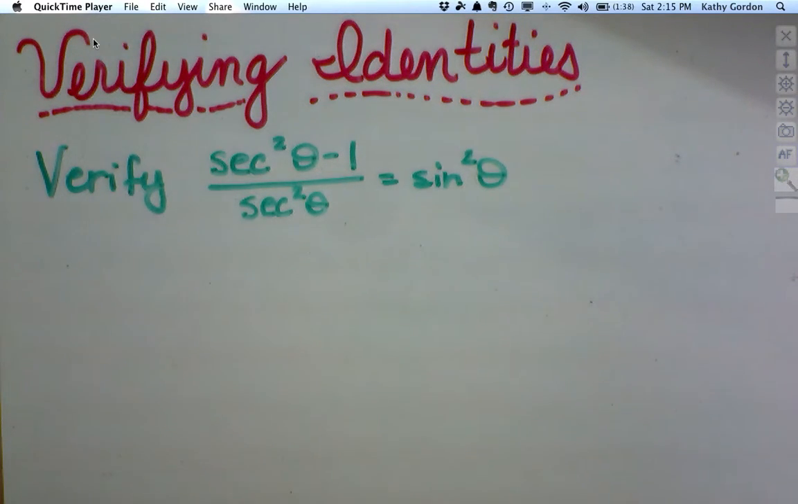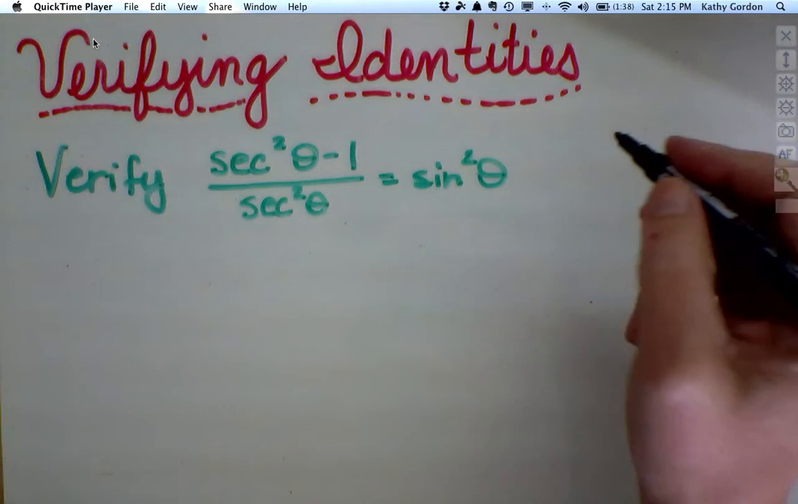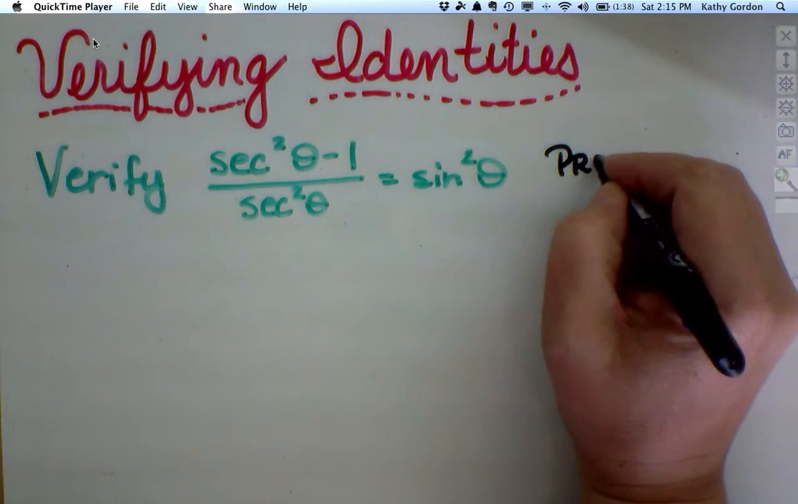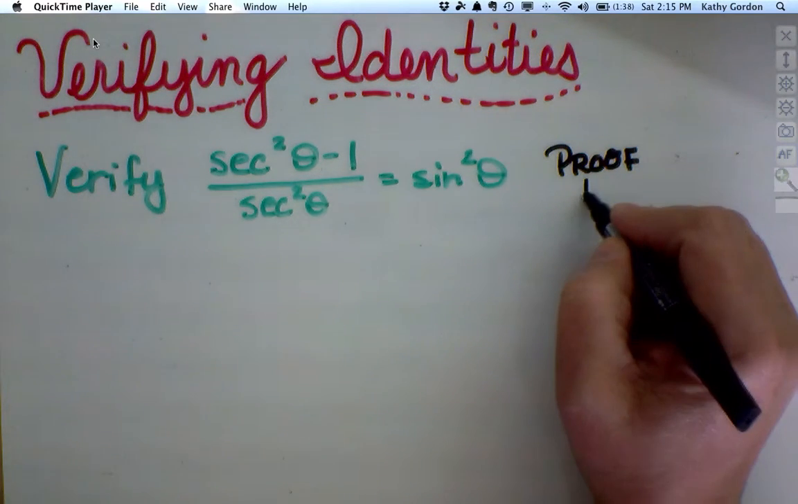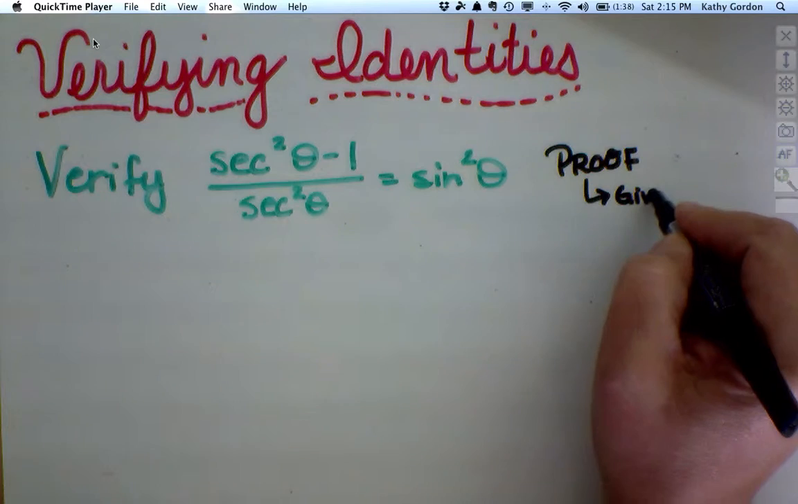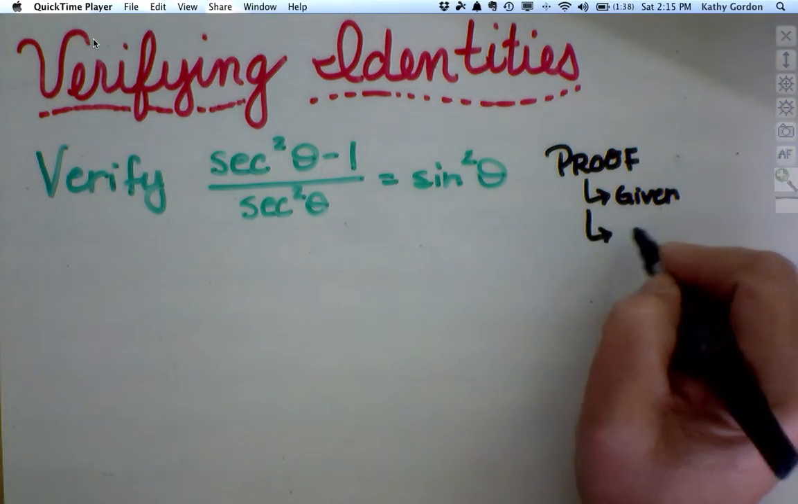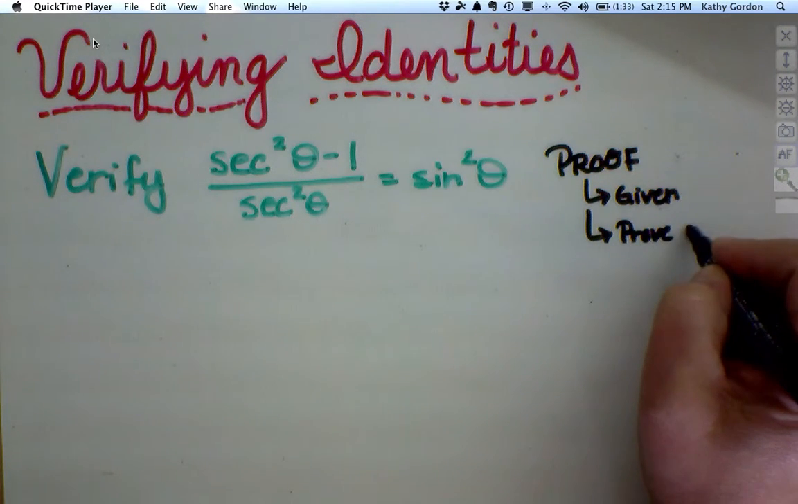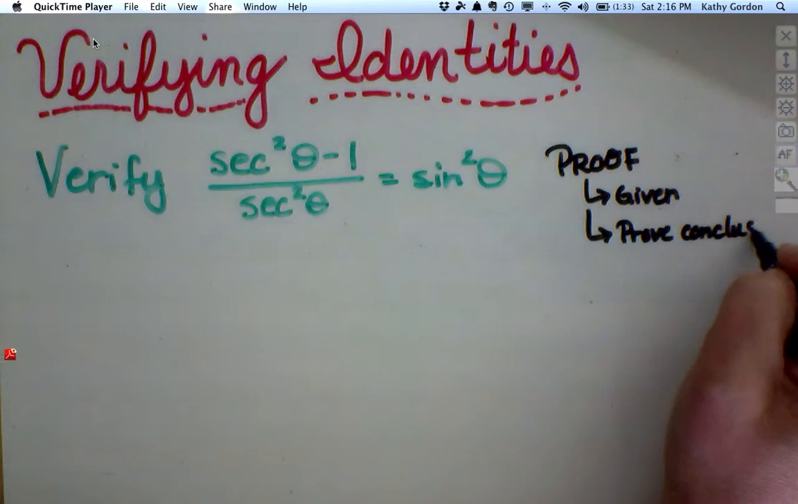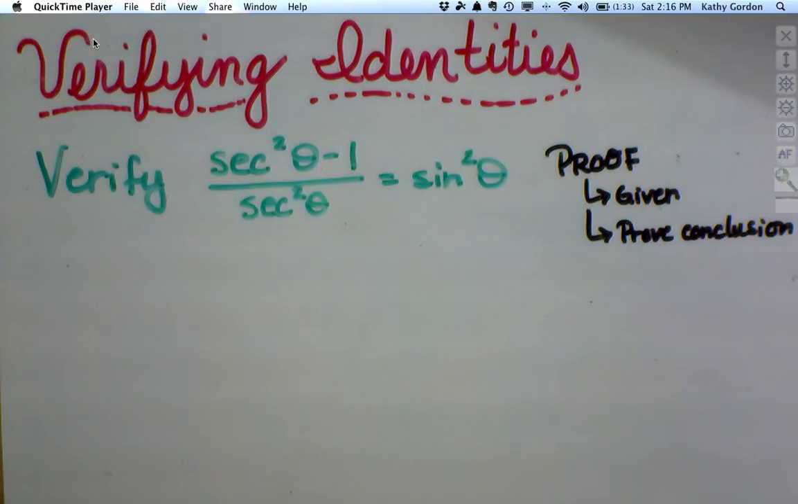So what we have to think about here is more of a proof. And with a proof, you have a given, and then you have what you need to prove, the conclusion that you need to reach. And then you're going to go through a series of steps that show how you can go from the given to get to your conclusion. That's what we're doing here.